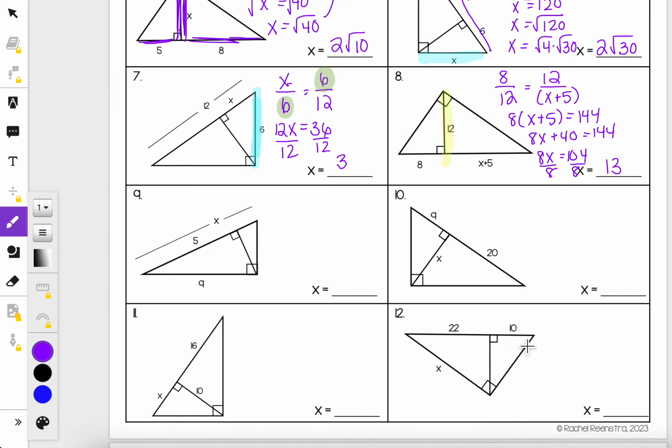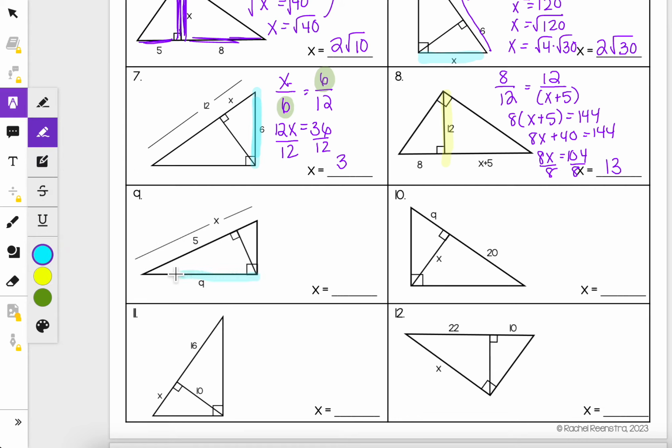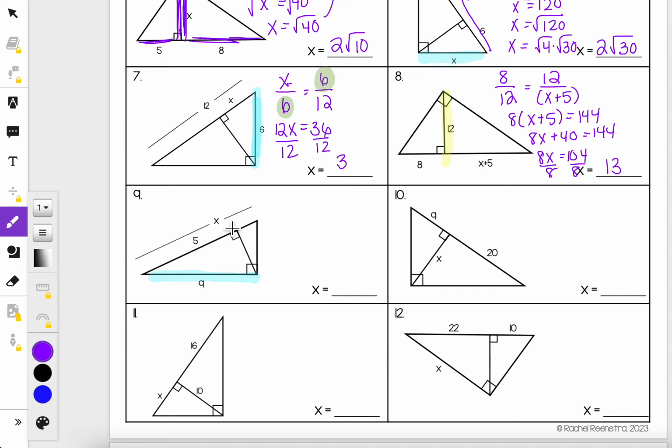Moving along to number 9. I check to see, do I have the altitude? Nope. I am given one of the legs, so I'm going to use my leg theorem. Part of my hypotenuse over that leg equals the leg over that whole hypotenuse. So 5 over 9 equals 9 over x. And when we solve here, x equals 16.2.